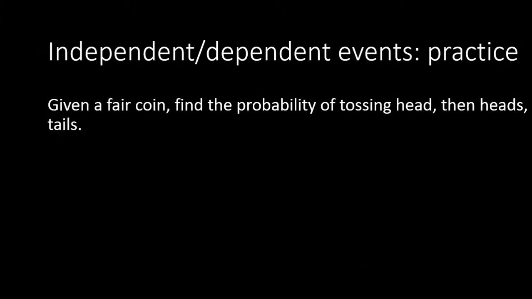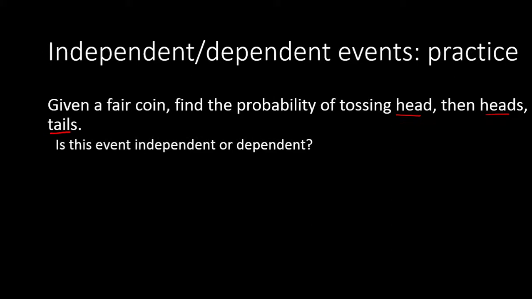Okay, let's practice. Given a fair coin, find the probability of tossing heads, heads, tails. Okay, so this is a series of independent events because it doesn't matter what my last toss was. It doesn't affect what my next toss will be. So as I've said, that's independent. I have to calculate the probability of each of these individually.